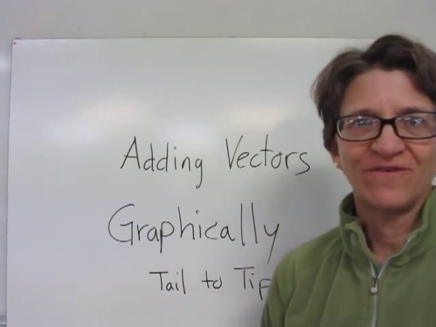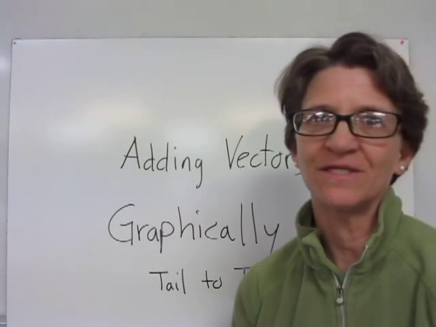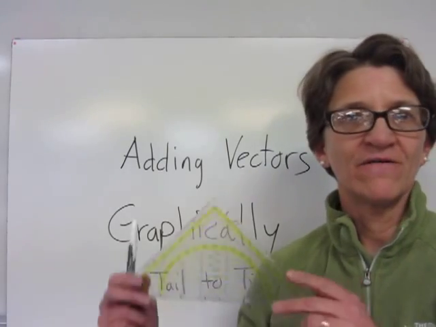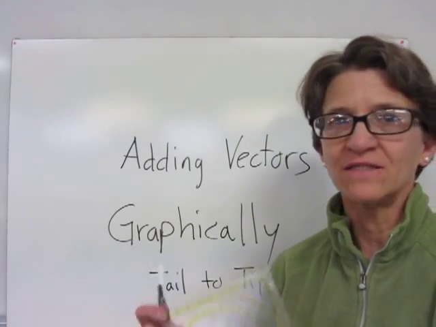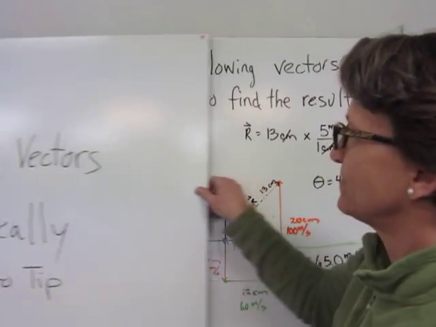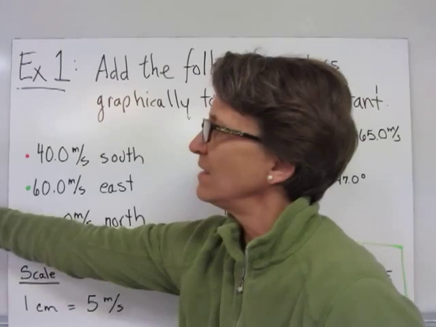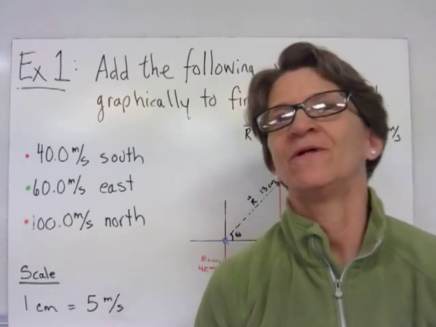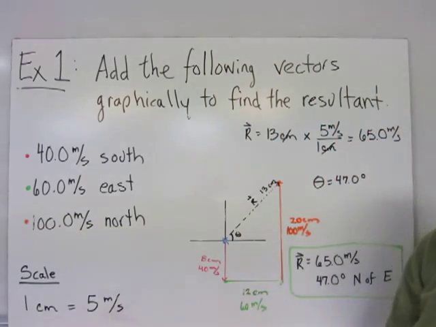Adding vectors graphically. We're going to use the tail to tip method. You should have a protractor that looks like this, and a pencil will work best. So my first example: add the following vectors graphically to find the resultant.